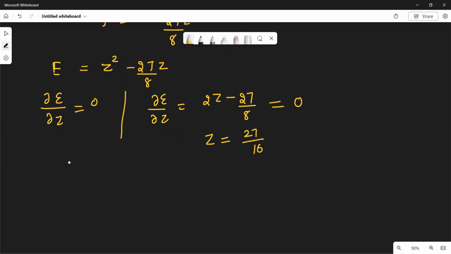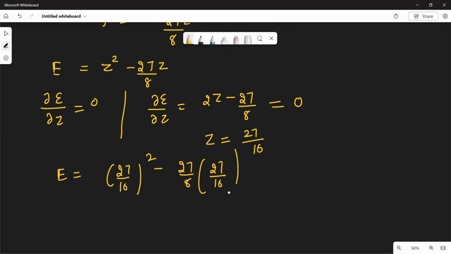Okay, so now this value we will substitute again in the energy equation which I have mentioned above. So E will be equal to z square, which is 27 by 16 whole square, minus 27 by 8 into 27 by 16. So after solving this expression, we will get minus 2.84. But this value we are getting in atomic units. Because initially in the derivation, we have assumed all these parameters in atomic units. That's why we are getting this result.